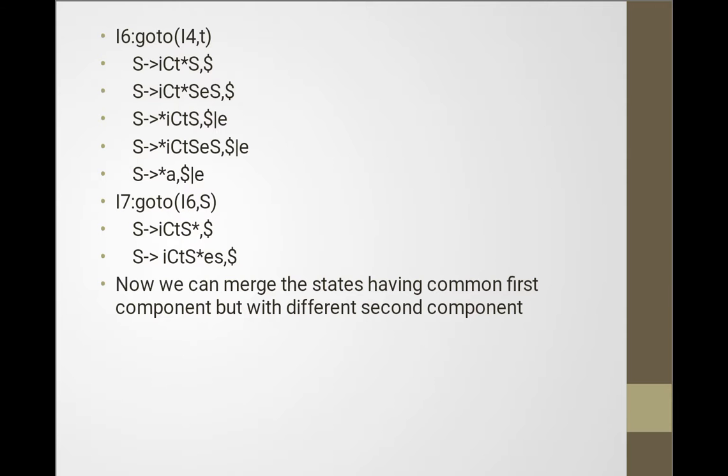Now, I6 goes from I4 on T. So S → ICT·S, $. Next step, S → ICT·SES, $. Next step, S → ·ICTS, $ or E. Then S → ·ICTSES, $ or E. And next step, S → ·A, $ or E.